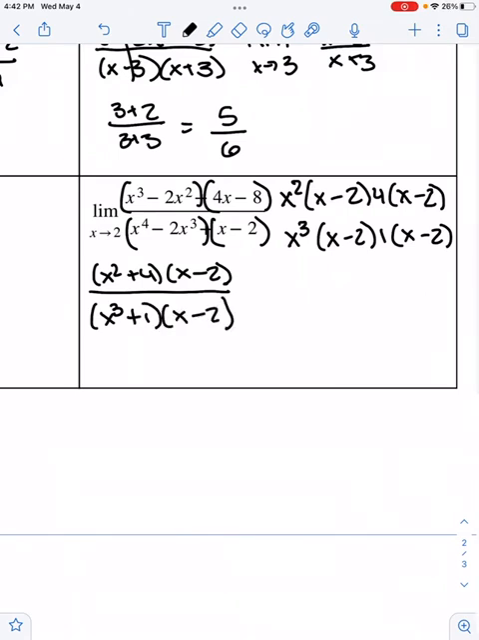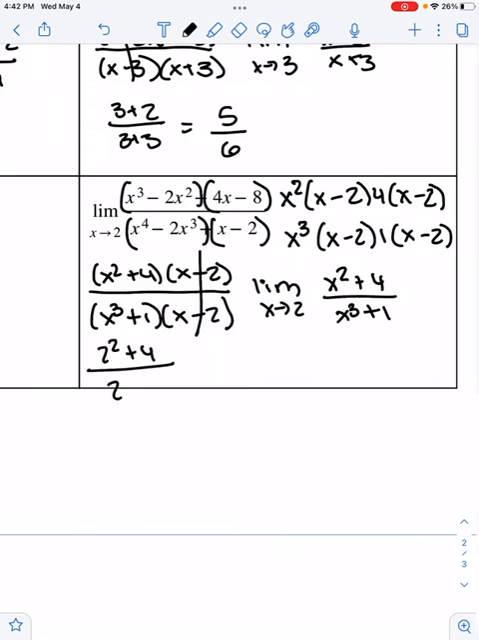You can see our x minus 2's cancel, and now we have the limit as x approaches 2 of x squared plus 4 over x cubed plus 1. What I'm going to do is plug 2 in. So 2 squared plus 4 over 2 cubed plus 1. And that equals 4 plus 4. 2 cubed is 8. And that simplifies to 8 over 9.